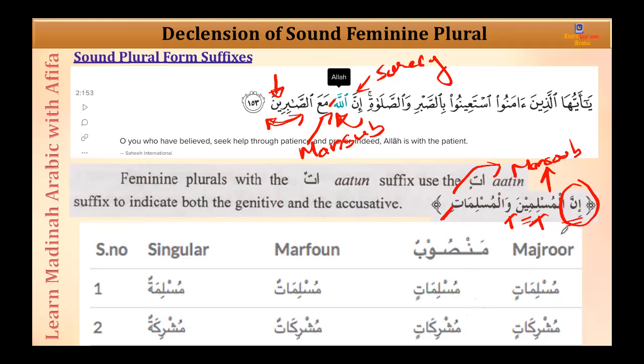So once again, this is a review. Majroor and mansub are the same for the feminine case. So, and then in this example, mushrikatun is marfu'un, and these two are the same. The mansub and the majroor case are the same. Mushrikatin, mushrikatin.